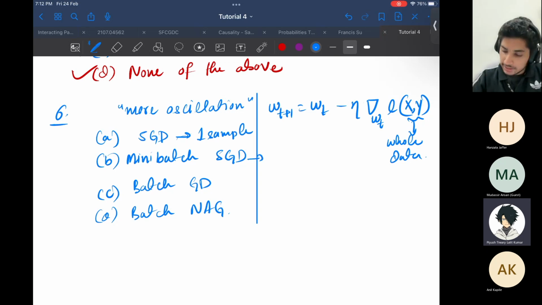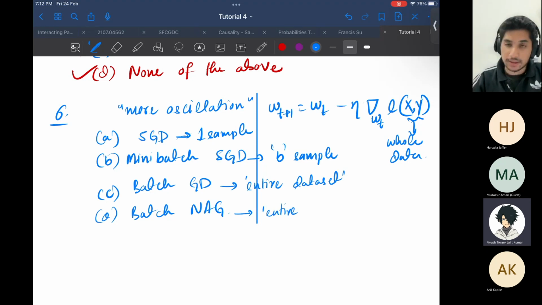Mini batch SGD uses some mini batches. So let's say if the batch size is B samples, it will use B samples to calculate the loss. Batch SGD uses the entire data set. And batch NAG is again the entire data set, but it will instead use the NAG algorithm.